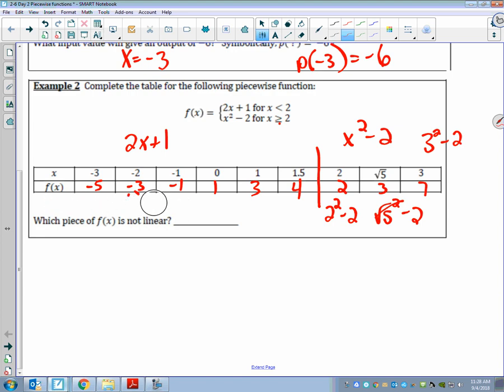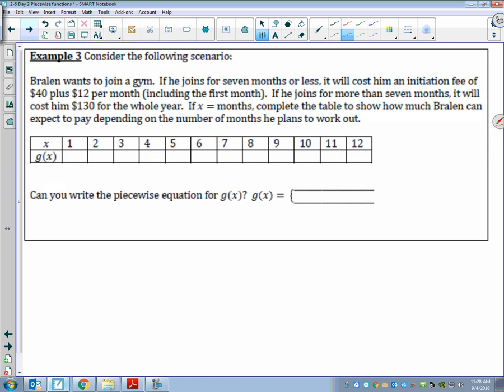And this one says, which piece of f of x is not linear? Well, we've talked about linear and not linear. If x is squared, it's not linear, right? So x squared minus 2 is not linear. 2x plus 1 is linear. Okay? So let's look at it another way. You might think this is a silly idea, but piecewise functions actually show up a lot. It says, consider the following scenario.